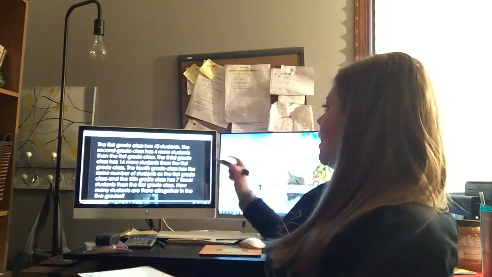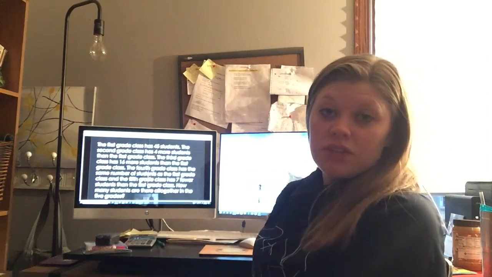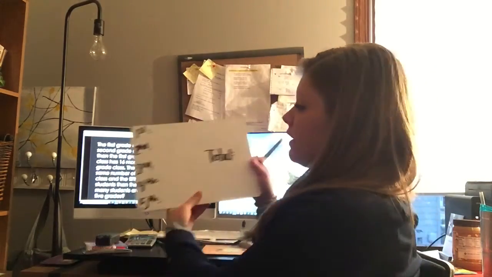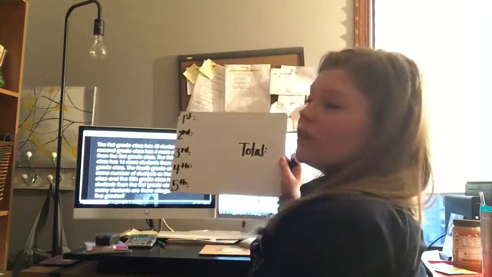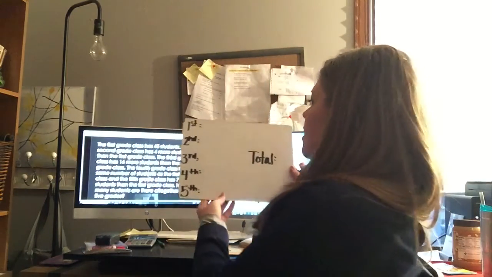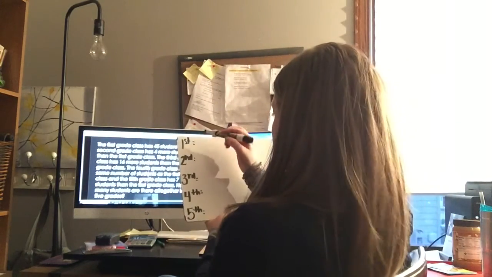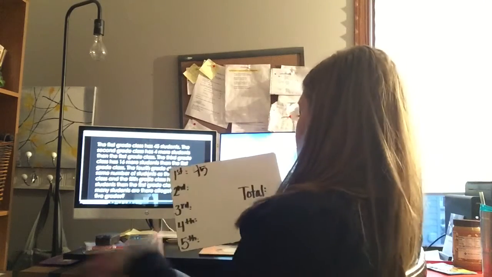So we know that the first grade class has 45 students. Plain and simple, has 45 students. So I've listed out here 1st through 5th, and then I know that we're looking for the total of all 5 of them because that's what the question asks. So first grade has 45 students, just simply.